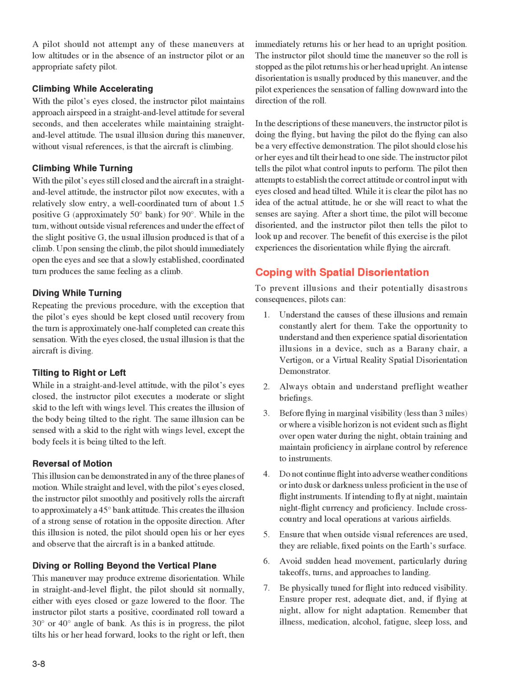In the descriptions of these maneuvers, the instructor pilot is doing the flying, but having the pilot do the flying can also be a very effective demonstration. The pilot should close his or her eyes and tilt their head to one side. The instructor pilot tells the pilot what control inputs to perform. The pilot then attempts to establish the correct attitude or control input with eyes closed and head tilted. While it is clear the pilot has no idea of the actual attitude, he or she will react to what the senses are saying. After a short time, the pilot will become disoriented, and the instructor pilot then tells the pilot to look up and recover. The benefit of this exercise is the pilot experiences the disorientation while flying the aircraft.